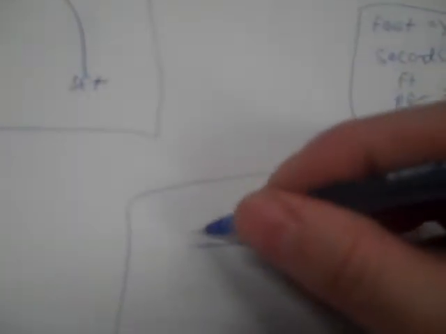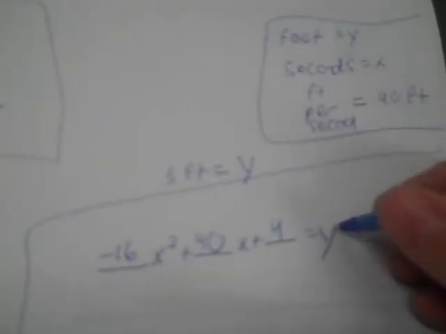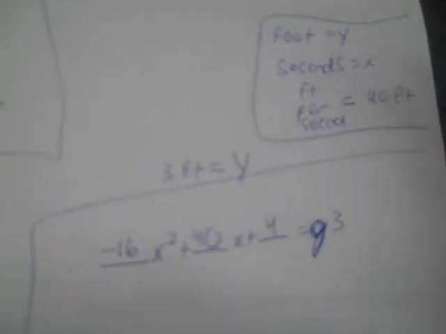So when I have to solve a parabola, I want to write the quadratic equation in standard form. And then that's negative 16, because gravity is what causes it to come down. And then 40x. And then my beginning height, 4 feet, goes here. Now, 3 feet goes into the equation, and it goes in for y. Okay, so I replace the y with 3.